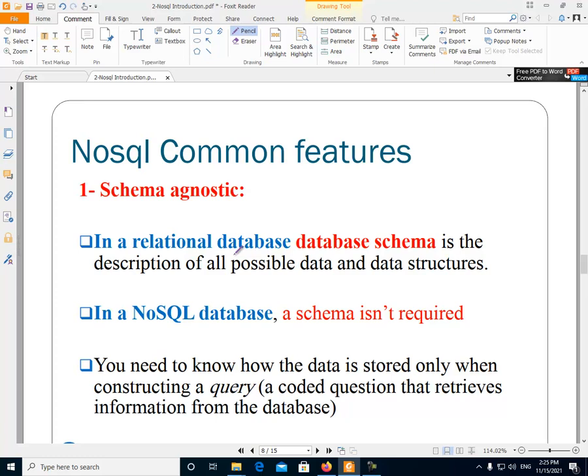So this is the first common feature in the NoSQL database, that they usually don't have a schema. There isn't a description about the data before it is used. It means that we store the data in the NoSQL database and then we do some operations on it. We don't have a definition before we start to work with it.